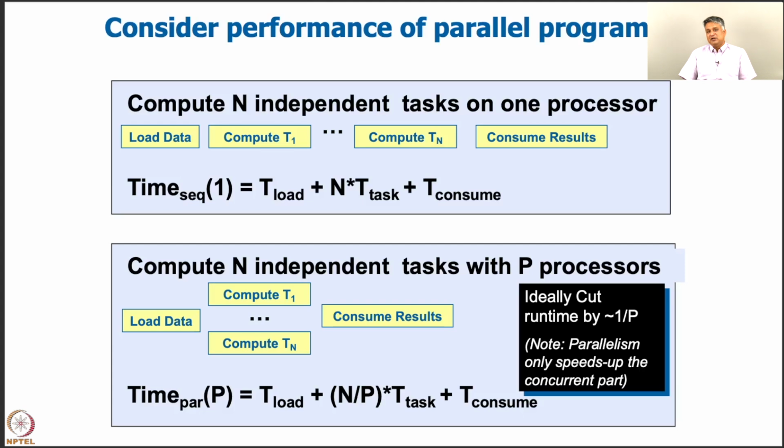Now, if I have n independent tasks which I can now distribute amongst P processors, the total time that will take in parallel is the time it takes to load up, the time it takes to compute these parallel tasks which can be run concurrently, and then finally the time it takes for the reduction, or to consume the results.